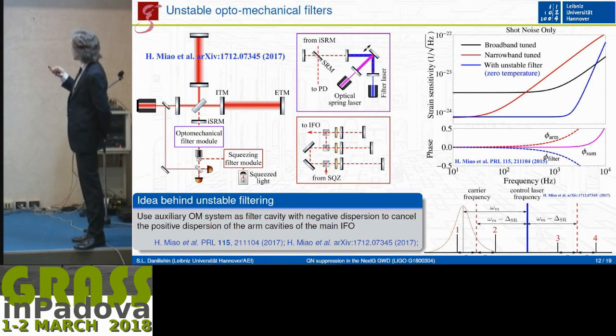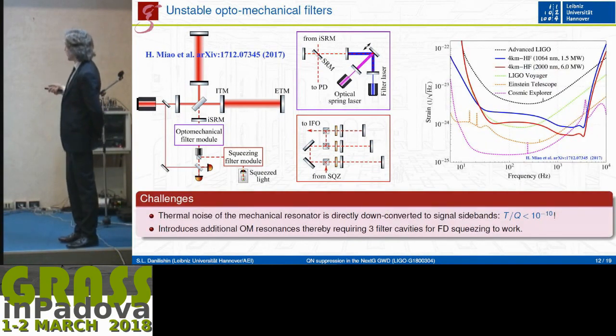So this is what the dispersion curve of the optomechanical filter looks like. And when they are combined, they introduce a dispersion-free kind of propagation of signal sidebands inside the interferometer and outside, increasing the bandwidth of the interferometer, keeping the same peak sensitivity.